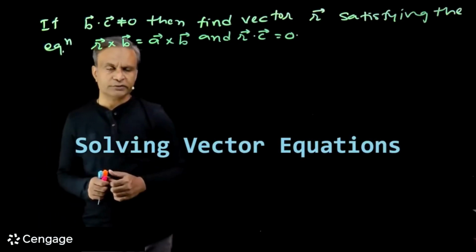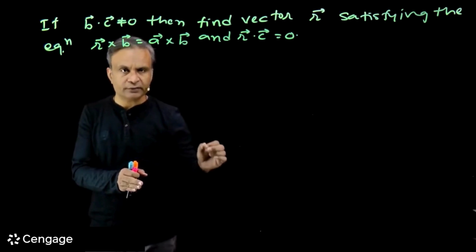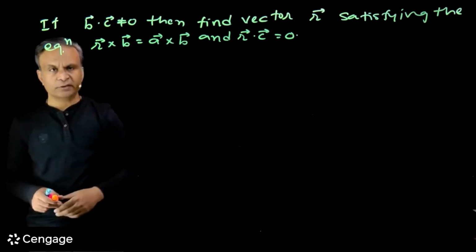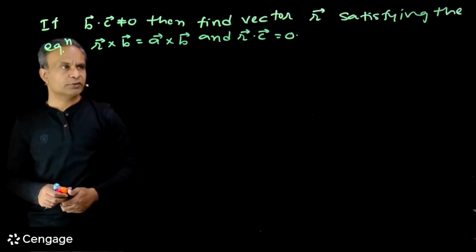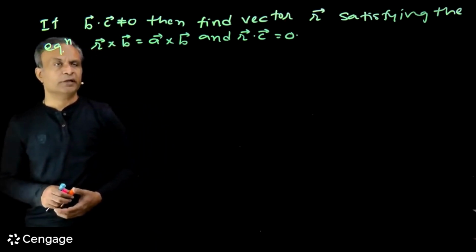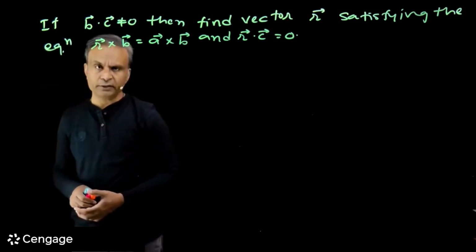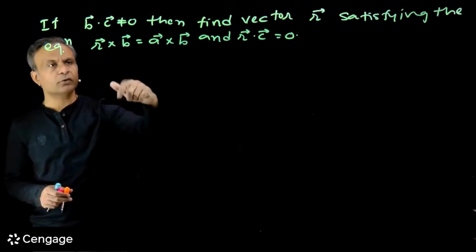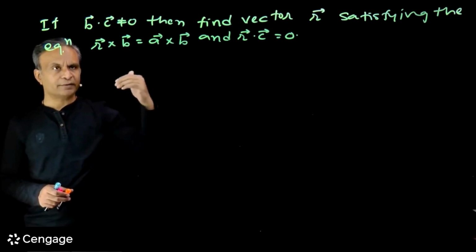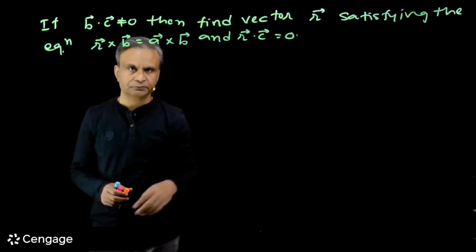Now we have one category of questions in which we solve the given vector equation to find the required vector. Like we have here this vector equation: r cross b is equal to a cross b. Along with this, it is given that r dot c is equal to 0 and b dot c is not equal to 0. Then we have to find vector r. We have to solve this equation for vector r. That means we will find vector r in terms of vectors a, b and c.